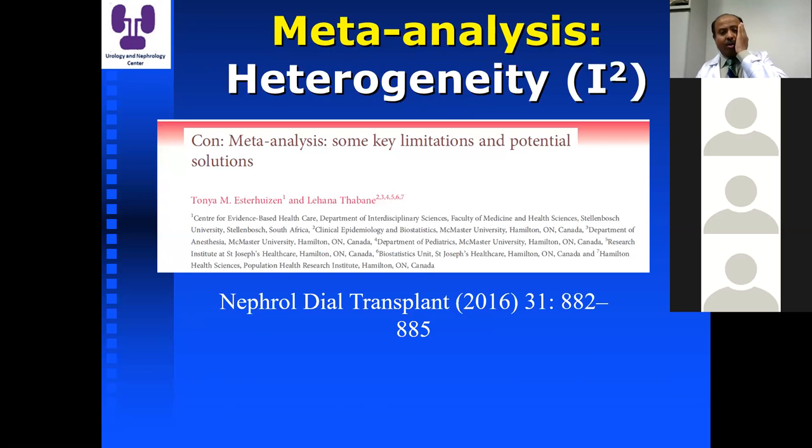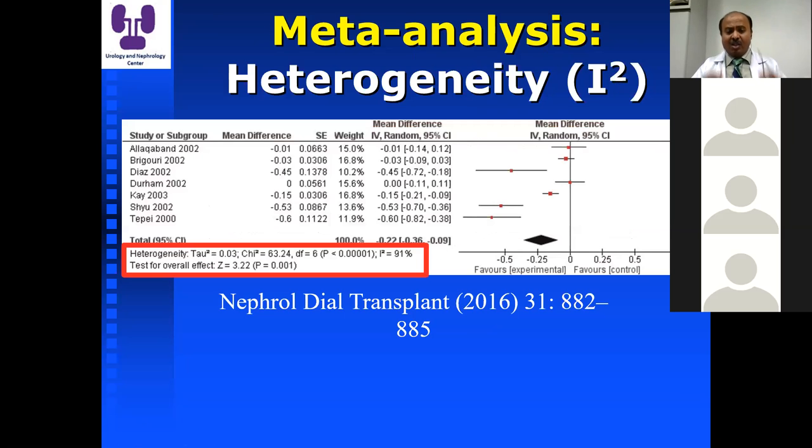Okay, so it is very important to know what is meant by heterogeneity, and we should search for heterogeneity. Heterogeneity means that the meta-analysis has a point of weakness. How to test meta-analysis heterogeneity is by looking at I to the power of 2, I squared. I squared is an index of heterogeneity. This is one example of a meta-analysis. Do you see the diamond here?